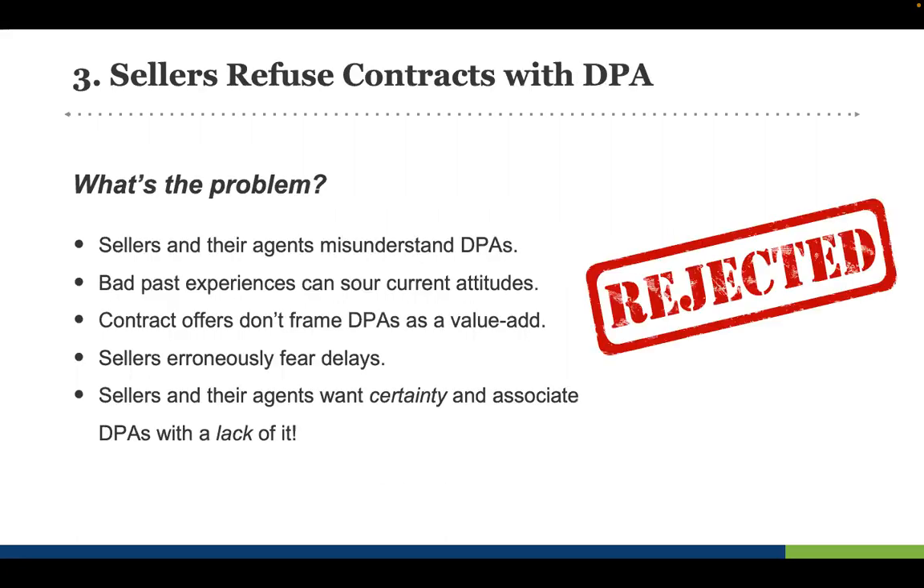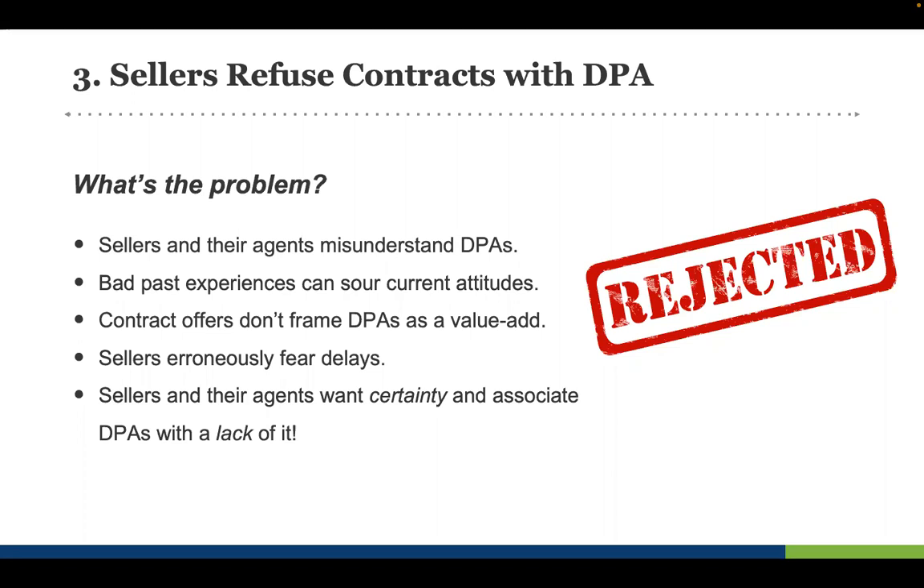Now, number 3, sellers refuse contracts with down payment assistance, or for a while there, even FHA financing. Now, I mentioned a few minutes ago, maybe we've seen sellers back off of that because the market's changing a little bit. But what's the problem here? Sellers and their agents often misunderstand down payment assistance. Let's think about this. In a scenario where a seller balks at an offer that references down payment assistance in a contract, is it more likely that it's the seller or their agent that is saying, well, hold on now, this might cause delays and so forth? It's probably the agent, right?